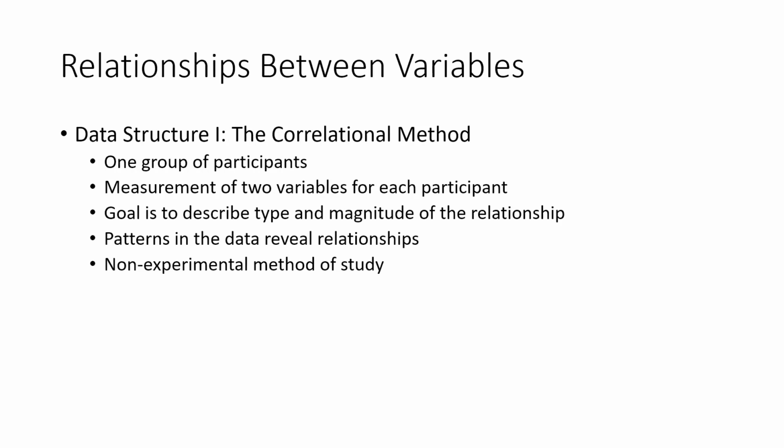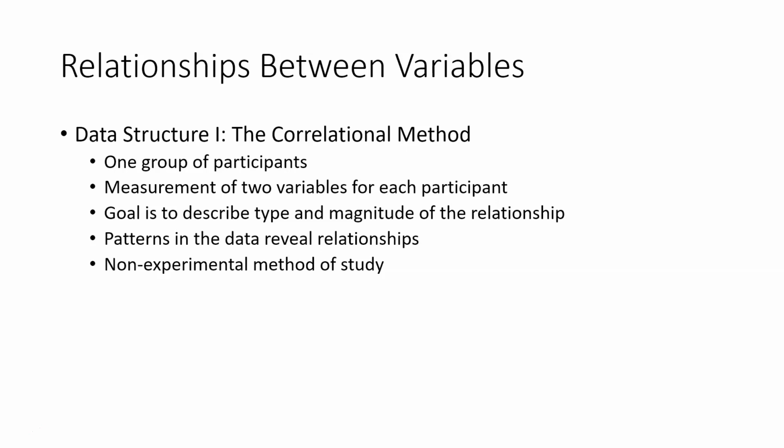I'm first going to describe data structure 1. This is the correlational method. In data structure 1, you take a group of participants and you measure 2 variables for each participant. The goal is to describe the type and magnitude of the relationship. Patterns in the data reveal relationships that exist between those 2 variables, and this is a non-experimental method of study.